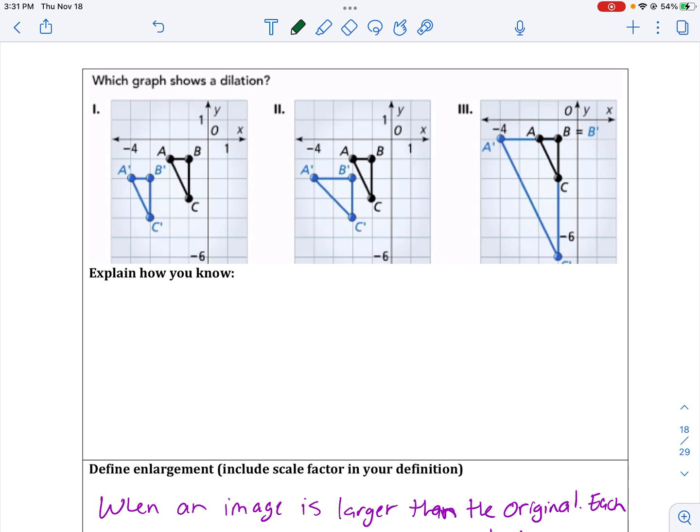So looking at these graphs, which would be a dilation, this image is the same size as the original, so that is not a dilation. Here, this side is the exact same size as its corresponding side, but A prime B prime got bigger than AB, so we're doing different things with different sides. Remember, we're doing the exact same with every single side of the triangle. So that means that this third one here is an enlargement, which is a form of a dilation.